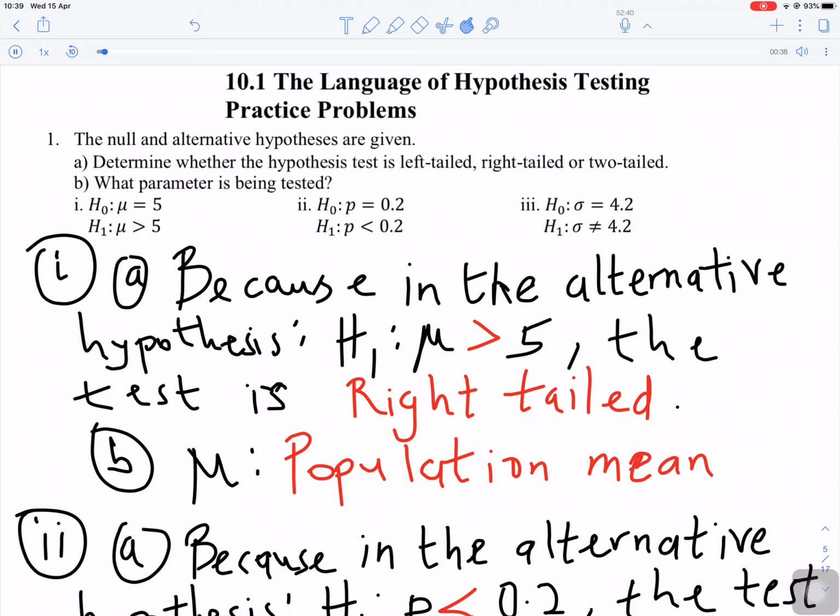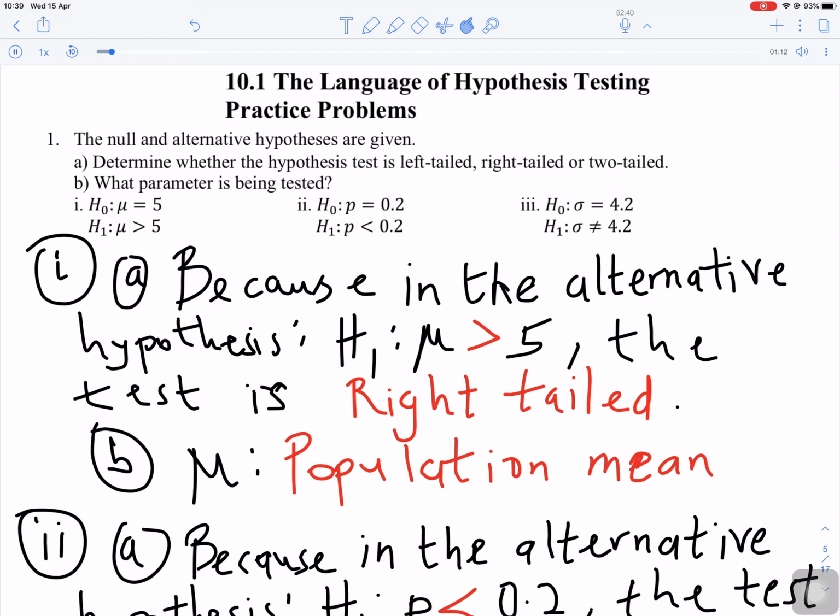Okay, so we start with question 1. It says the null and alternative hypotheses are given. A. Determine whether the hypothesis test is left-tailed, right-tailed, or two-tailed. B. What parameter is being tested? So we have from I to III, and we want to determine the type of the hypothesis we have, and then the type of test we are dealing with.